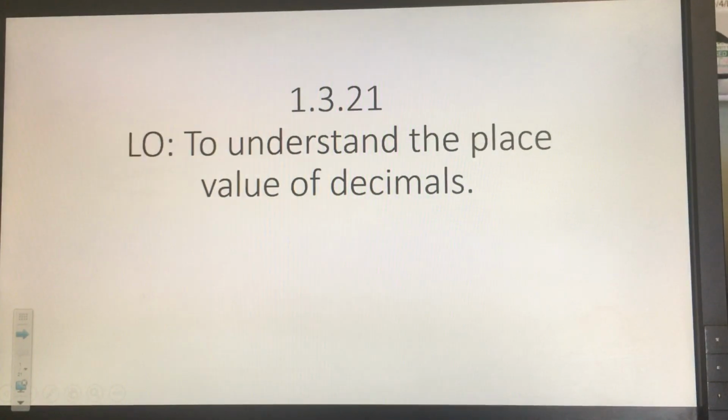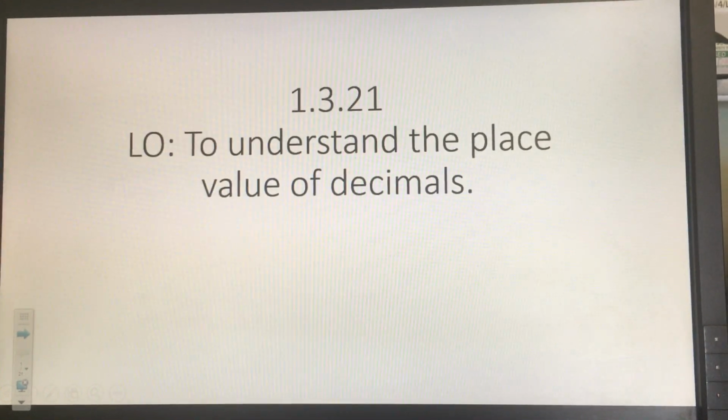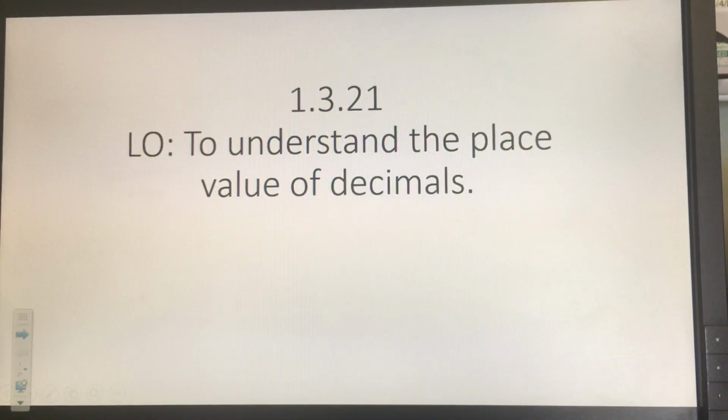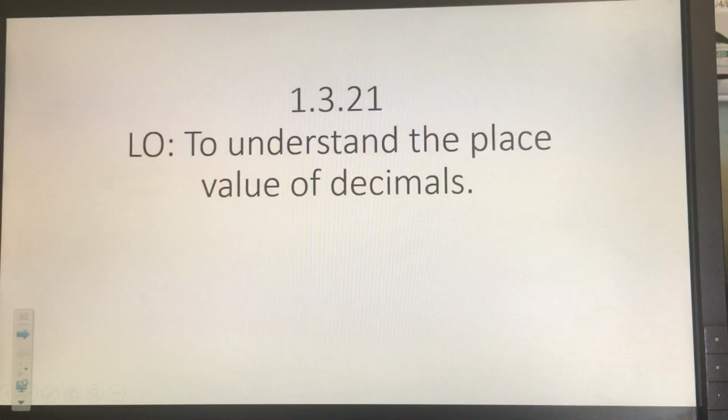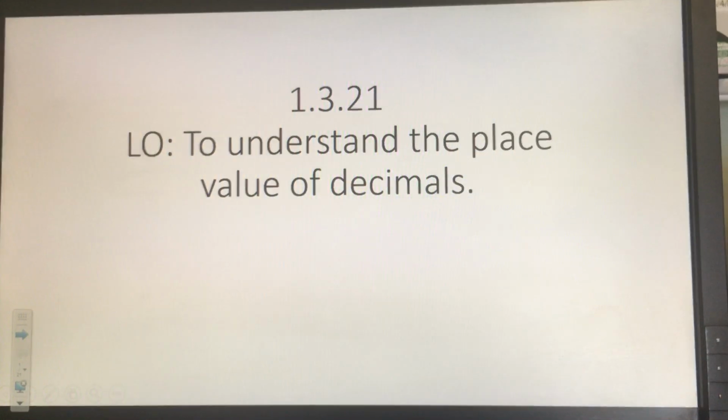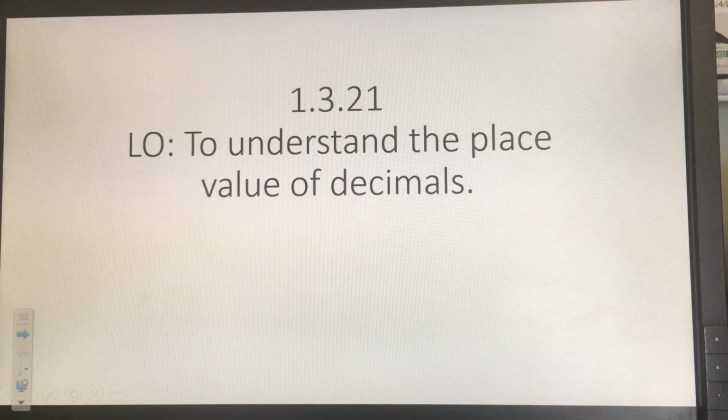Good morning. Our learning objective today is to understand the place value of decimals. This is something that we touched on last week, and we're going to build on that information today and then use it to compare decimals later in the lesson. Now you can watch this video all at once and then complete the tasks, or you can pause it along the way to complete the tasks as we go along.